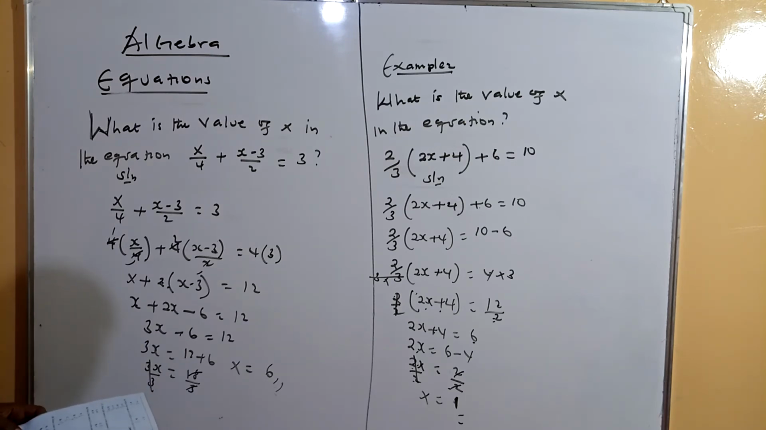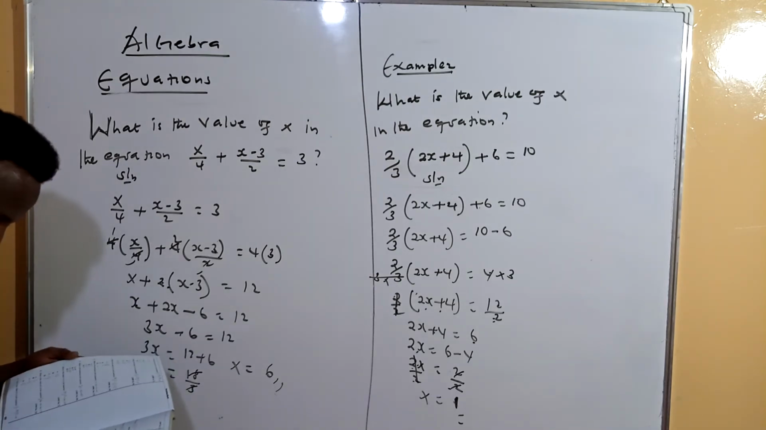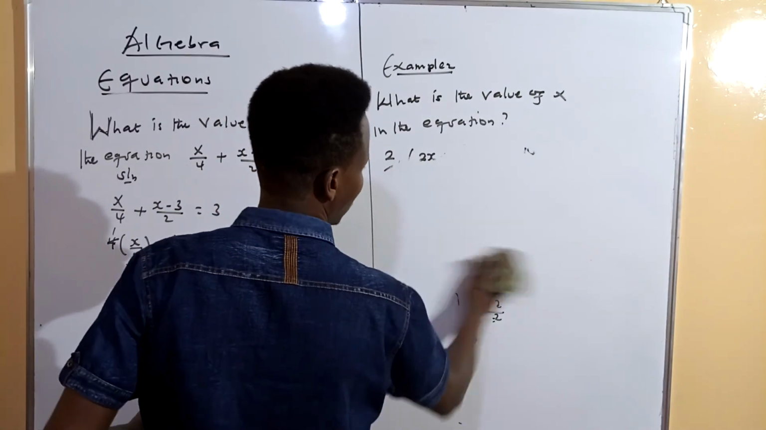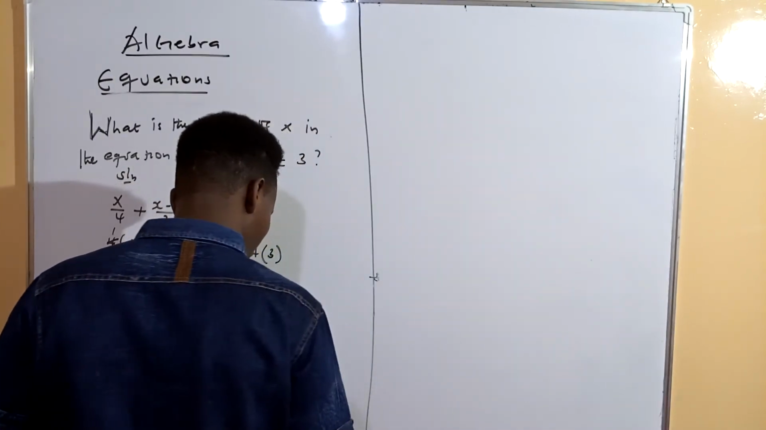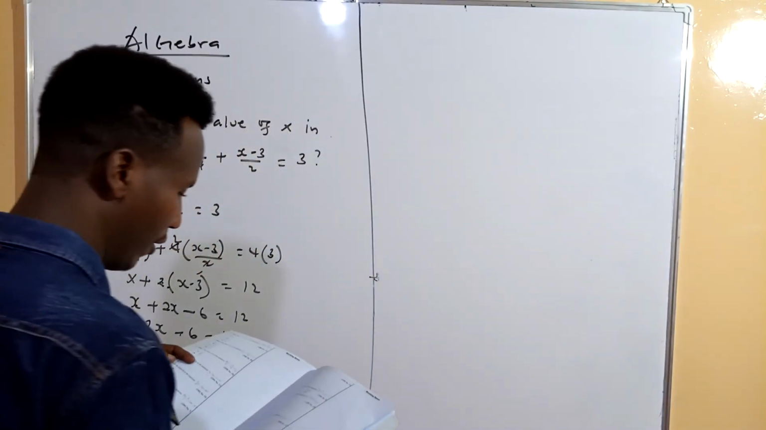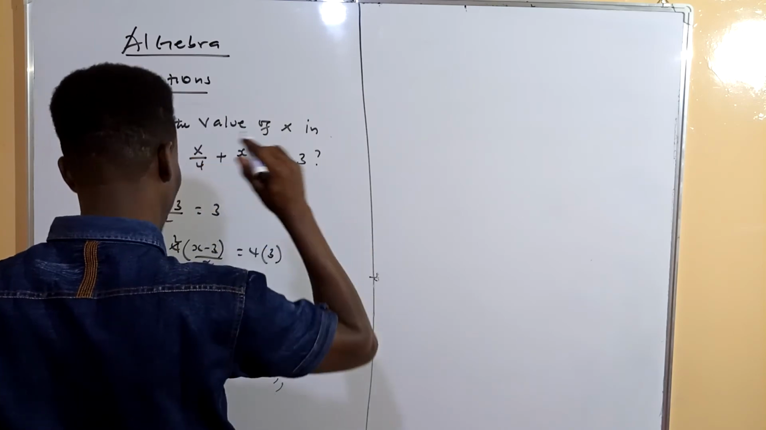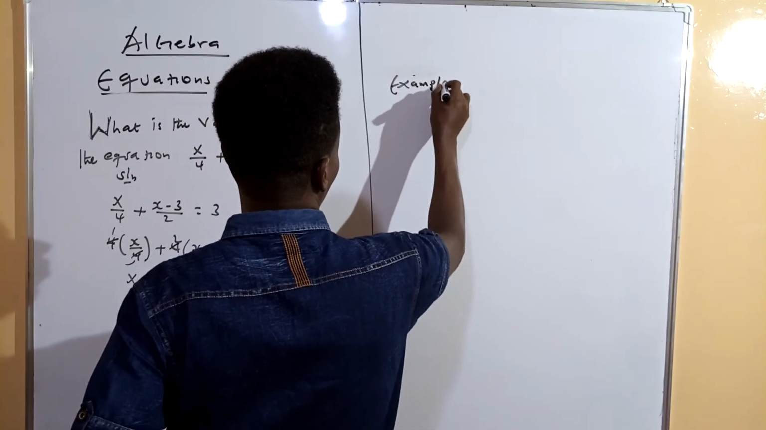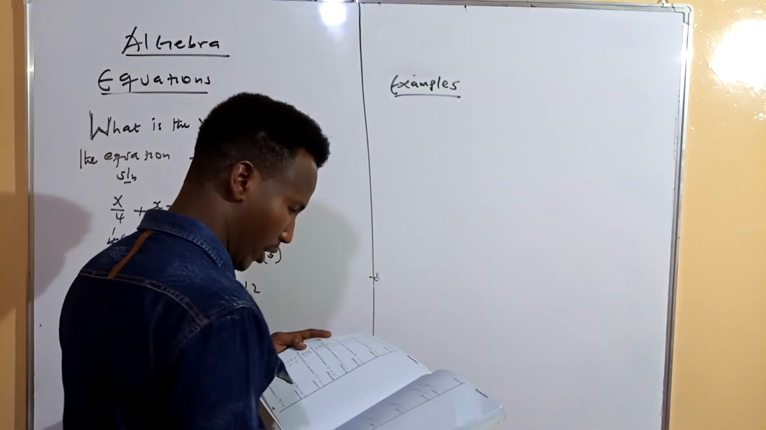Let me give you one more example so you understand this better. Let's go and see one more example. We have: what is the value of n in the equation? I hope this is example 5. That was example 4, so let's see this one.